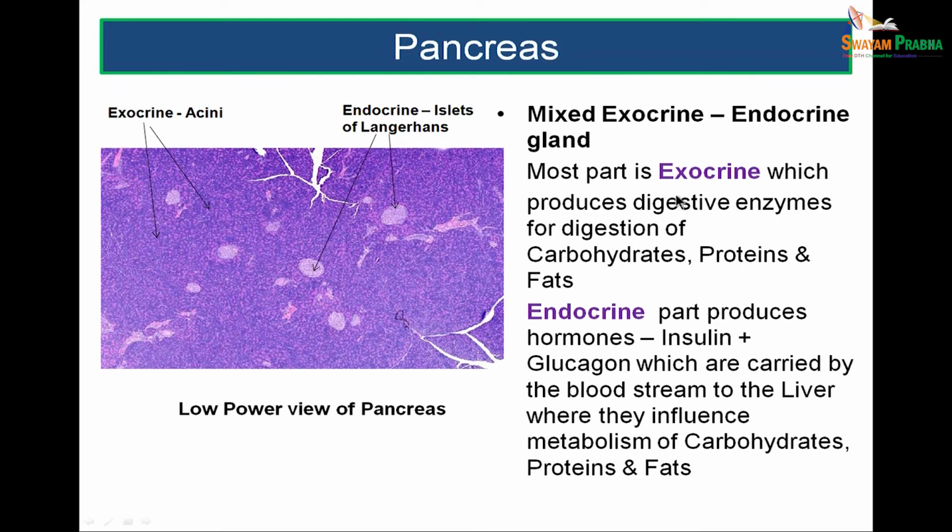The exocrine part produces digestive enzymes for digestion of carbohydrates, proteins and fats. The endocrine part produces hormones like insulin and glucagon, and these are carried by the bloodstream to the liver, where they influence metabolism of carbohydrates, proteins and fats.